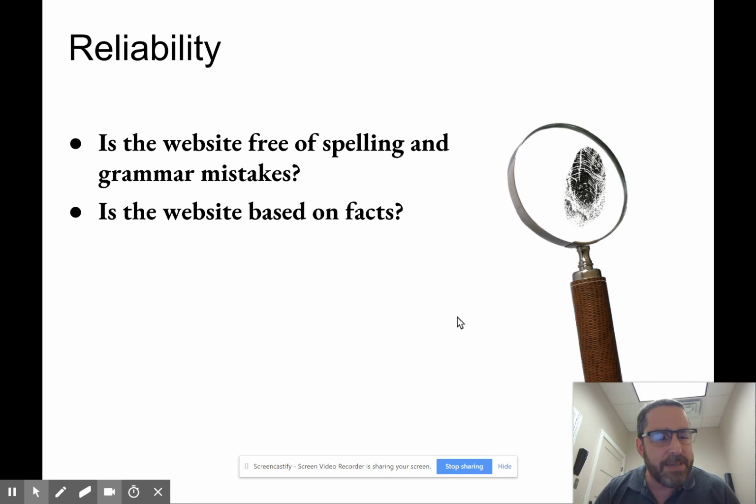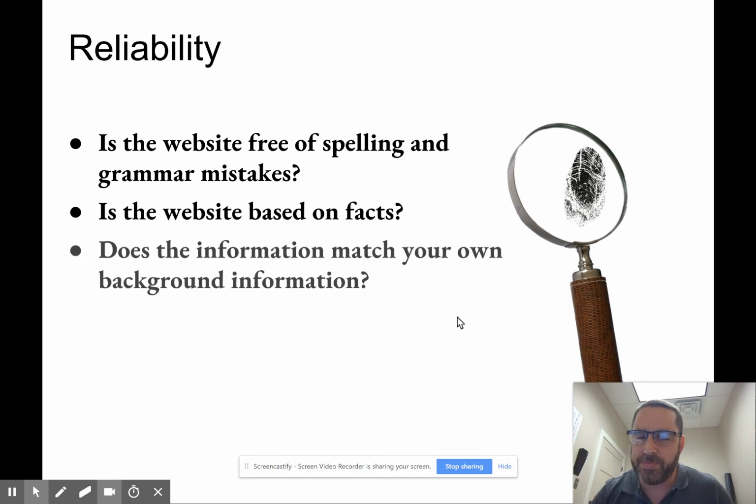Next, you need to look at, is it based on facts? So can you determine if it's true by checking another reliable source, or can you determine if it's true based upon your observation? Like, I can walk outside and see some green grass and say that's green, and that's a fact because I can observe it with my own eyes.